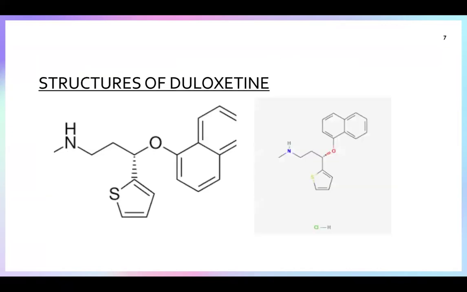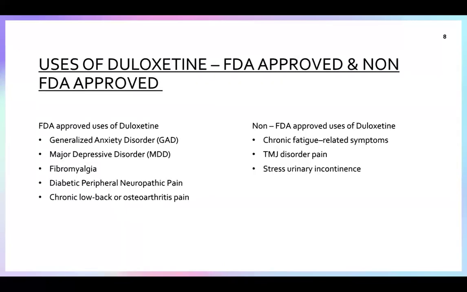For the structures, you can see the aromatic benzene rings, the ether, secondary amine, thiophene ring, and the secondary alcohol. And there's both FDA approved and non FDA approved uses of duloxetine. For the FDA approved, there's general anxiety disorder, major depressive disorder, fibromyalgia, diabetic peripheral neuropathic pain, and chronic low back or osteoarthritis pain. And for non-FDA approved uses, there's chronic fatigue related syndromes or symptoms, TMJ disorder pain, stress urinary incontinence.